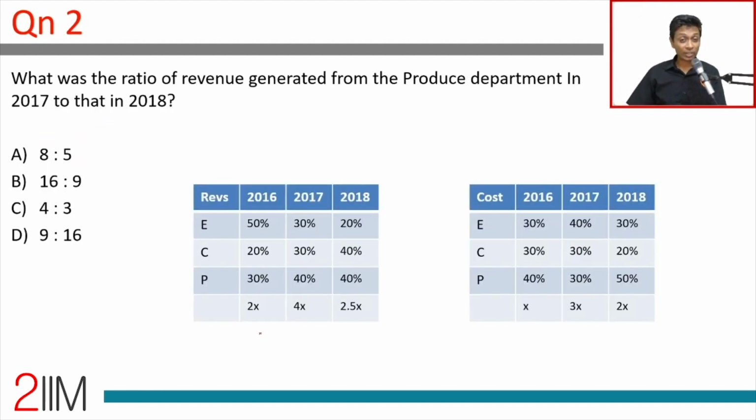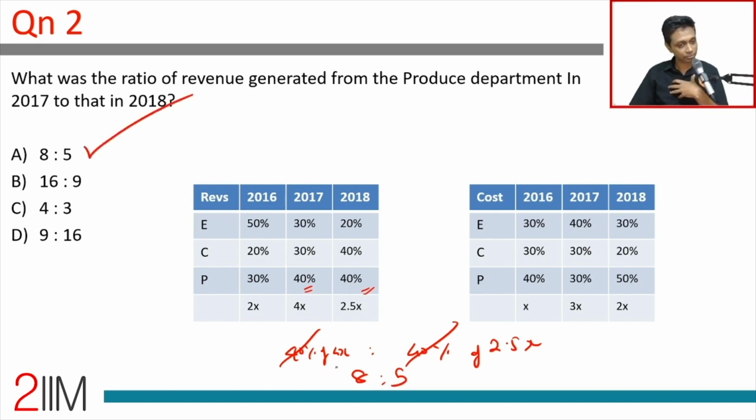What is the ratio of revenue generated from the produce department in 2017 to that in 2018? 2017 to 2018. 40% of 4X is to 40% of 2.5X. Both are 40%. 4 is to 2.5. 8 is to 5. Done.